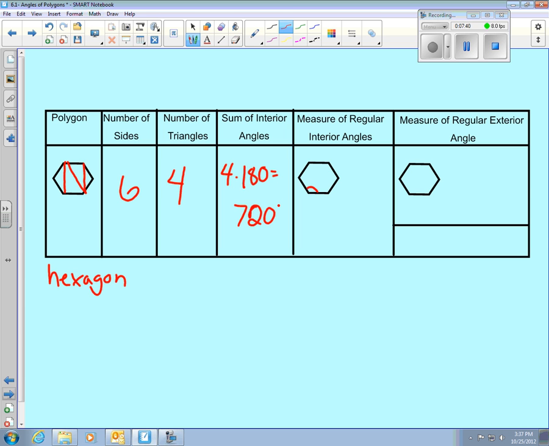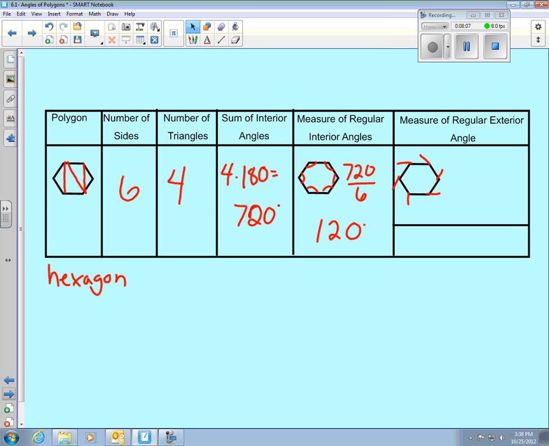Now, if each of those angles were congruent, so I'm just throwing in some congruent markings, we know that they sum to 720 degrees. If I count it up, I have 6 angles there. And if I divide 720 by my 6, I know that each of those regular interior angles would be 120 degrees. This helps us out when we look here at our exterior angles. All right, there we go.